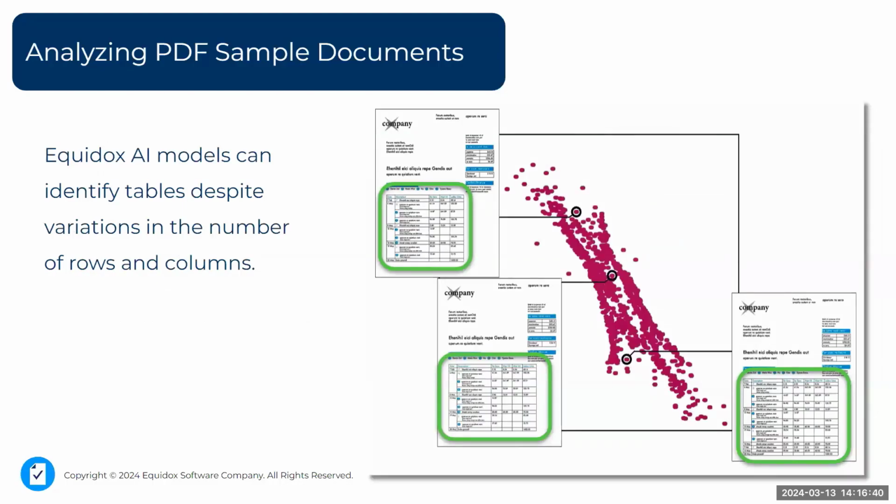We can even train the AI to identify the many potential variations in tables, such as the number of rows and columns, table headers versus table data, and even tables of varying sizes that might span across multiple pages.